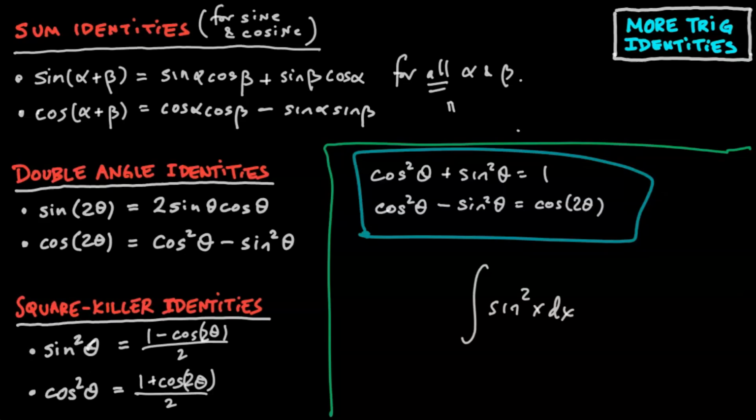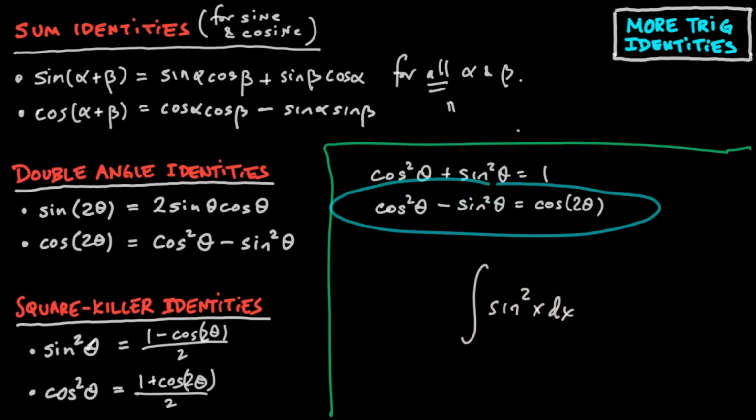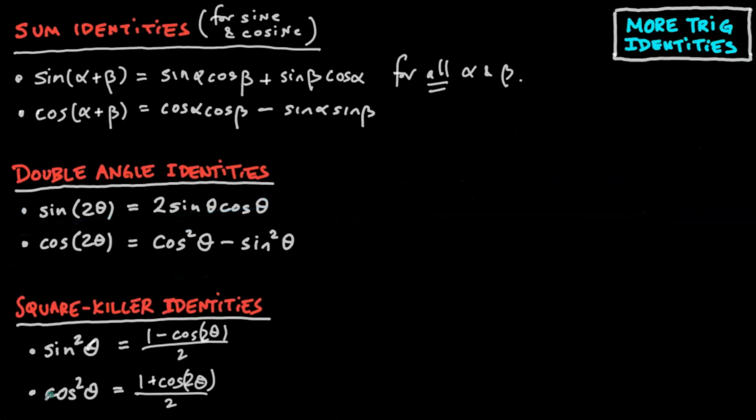But you need to make sure that you are included in everybody. Yes, of course you know the Pythagorean identity, but you need to know this double angle identity for cosine as well, and the one for sine. By the by, these are not usually called square killer identities.